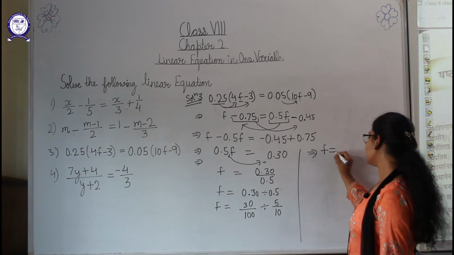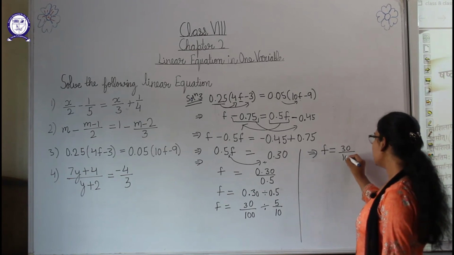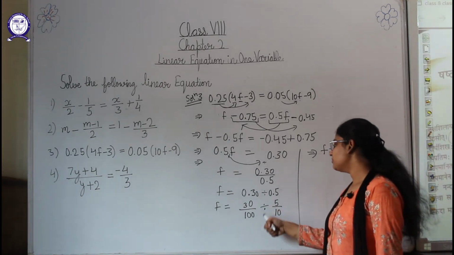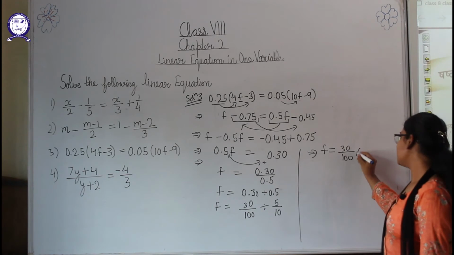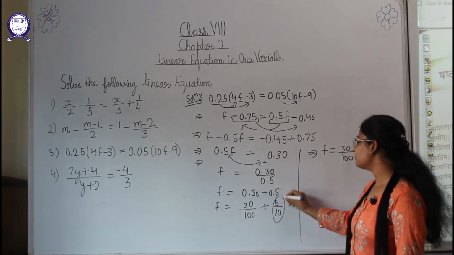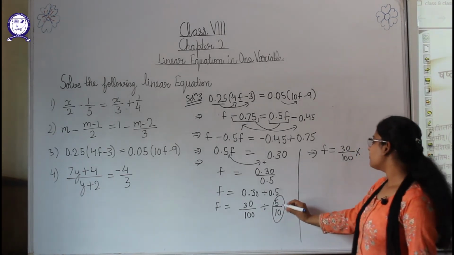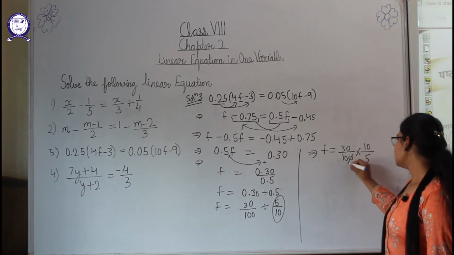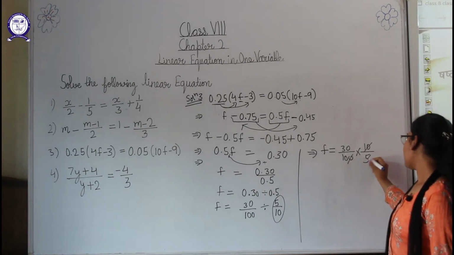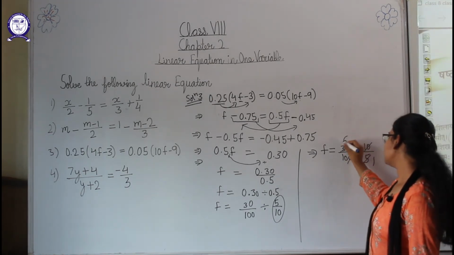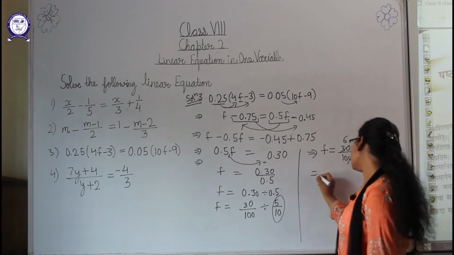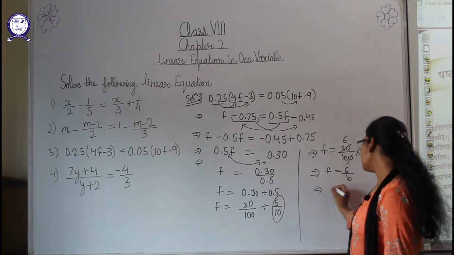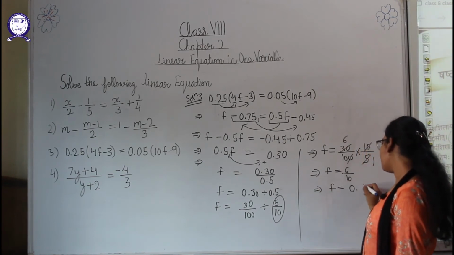here f will be equals to, it is 30 by 100. And students, you know that when we have to divide two fractions, what we do, we change this division to multiplication, and this second fraction will be reciprocal, so 5 by 10 will become 10 by 5. Okay, now this 0 and this 0 can be cancelled out. 5 ones is 5 and 5 6 will be 30. So here f is equals to 6 by 10, and 6 by 10 in the form of decimal can be written as 0.6.